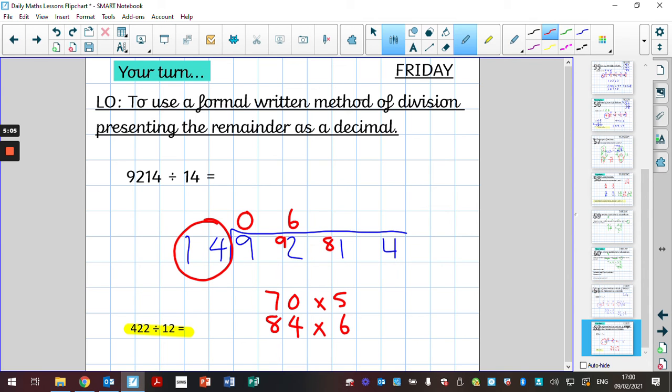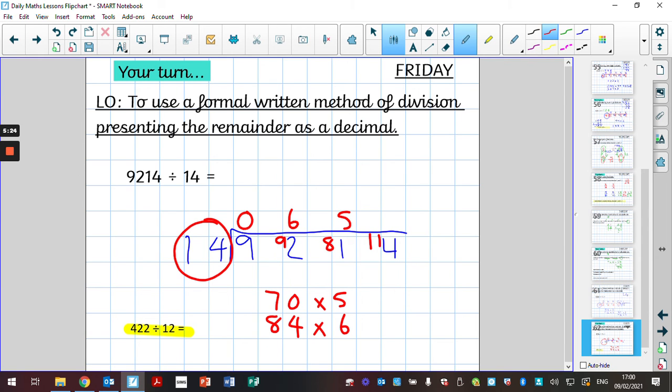Now I'm working out how many 14s go into 81. Well, 6 lots is 84 and that's too many. I can see that 5 lots are 70, so it would be 5 lots. What's my remainder left? Well, if I subtract 70 from 81, I get 11.